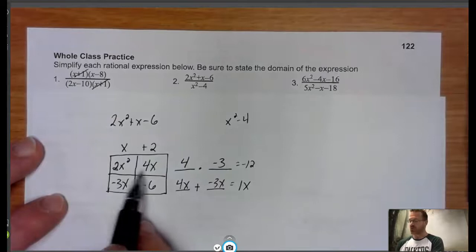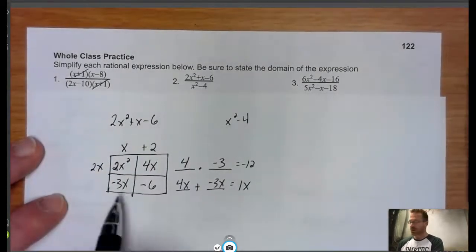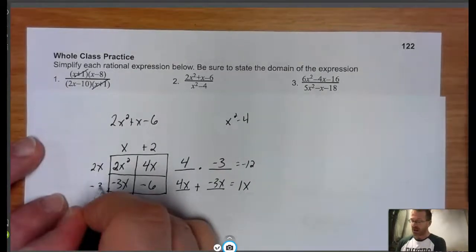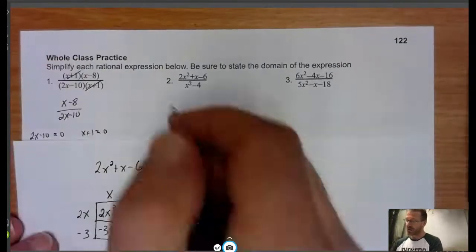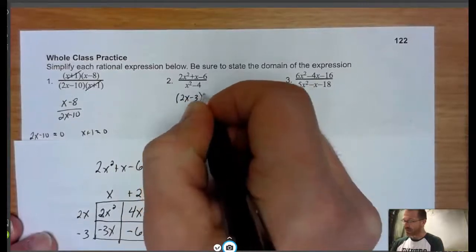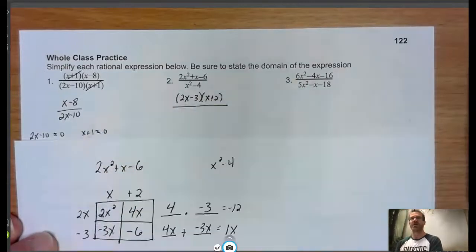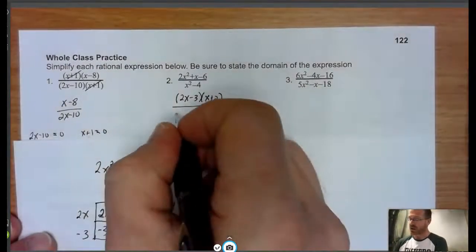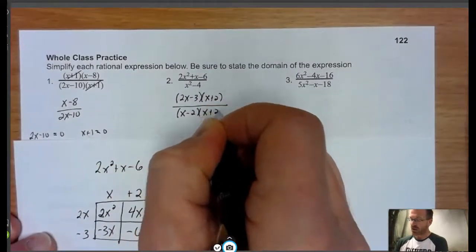In my first row, notice my GCF is 2x. And notice in my second row, it is negative 3. Both terms are negative, so I can take out that negative 3. So now what I can see is that my numerator factors into 2x minus 3 times x plus 2. Now, I already know the factors of x squared minus 4 because we did that in our opener, so I'm just going to cheat the process a little bit here just to save a little bit of time. And we know that that factors into x minus 2 times x plus 2, like so.